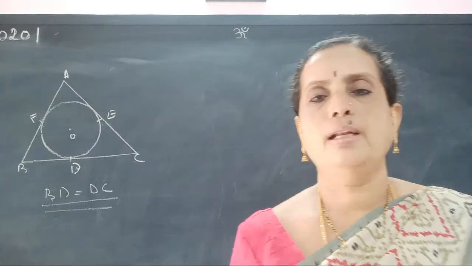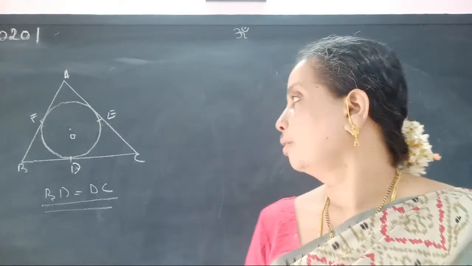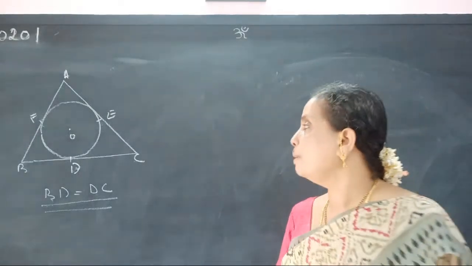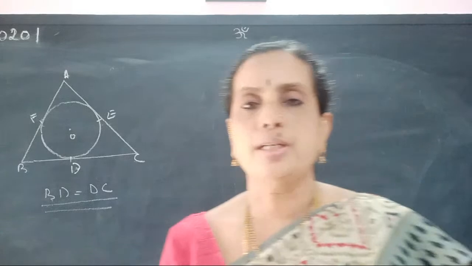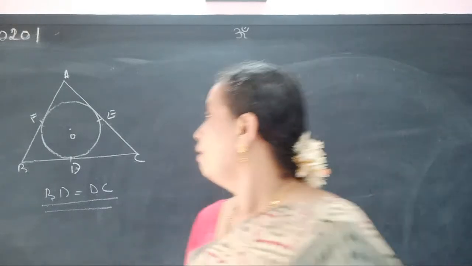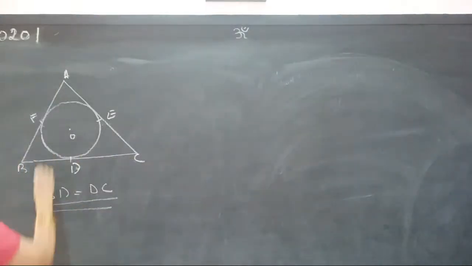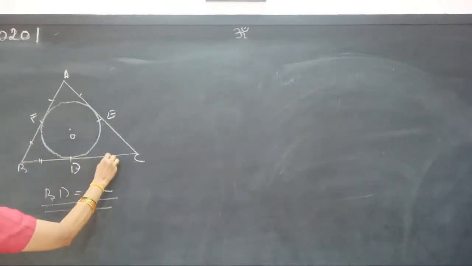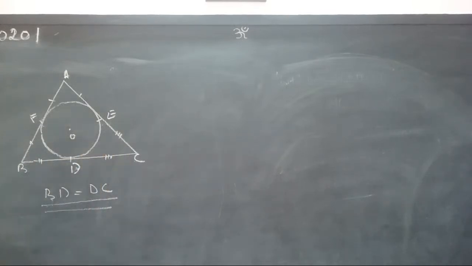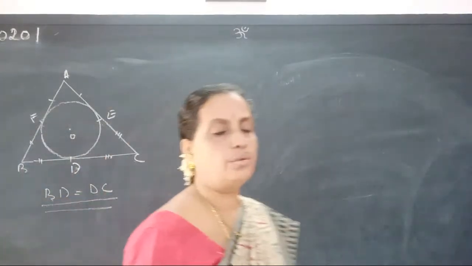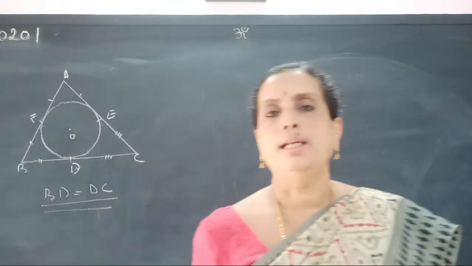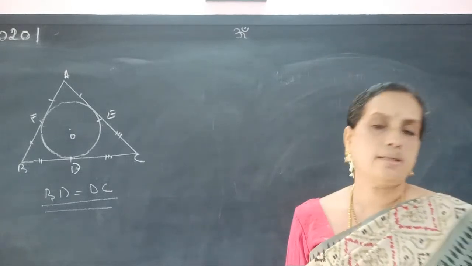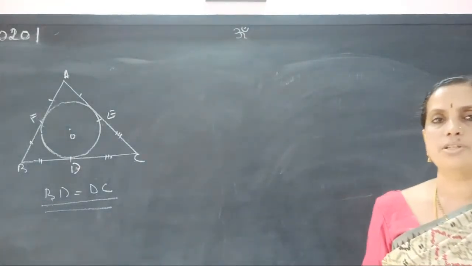Yes, they are the tangents. Vaishnav, you are right. AB, BC and AC are tangents. Based on that, we have pairs of tangents. These two are a pair of tangents, these two are a pair of tangents, and these two are a pair of tangents. According to theorem 10.2, the lengths of the tangents drawn from an external point to a circle are equal in measure.